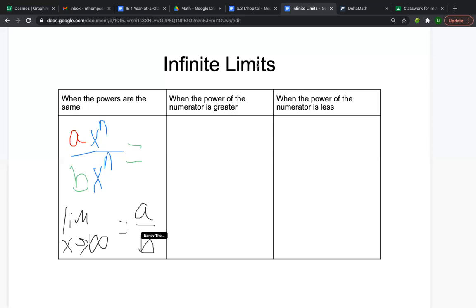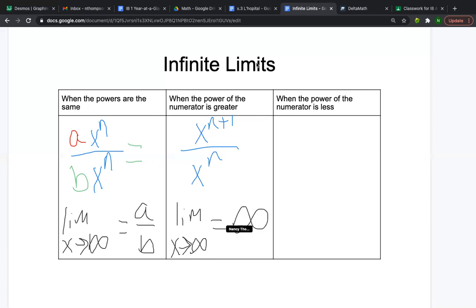In the case where the power in the numerator is greater, so let's say you have x to the n plus 1 and x to the n, since the numerator is growing faster, the limit as x approaches infinity will also approach infinity. Just make sure you're paying attention to the signs if you're plugging in negative infinity, or in case there might be a negative coefficient out in front. You need to pay attention to both of those.